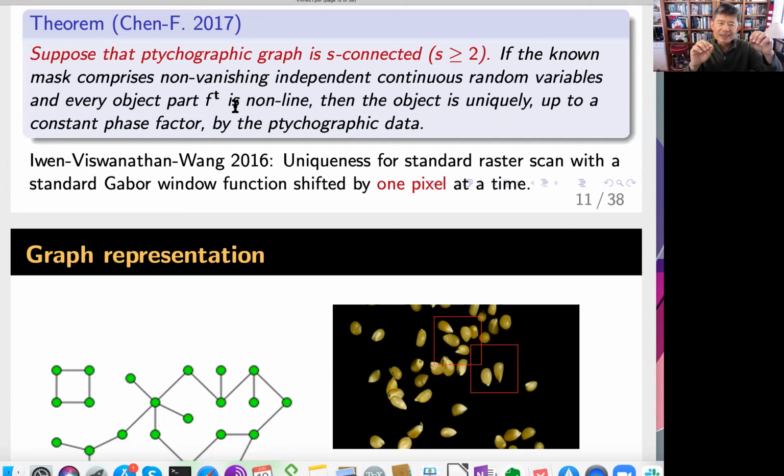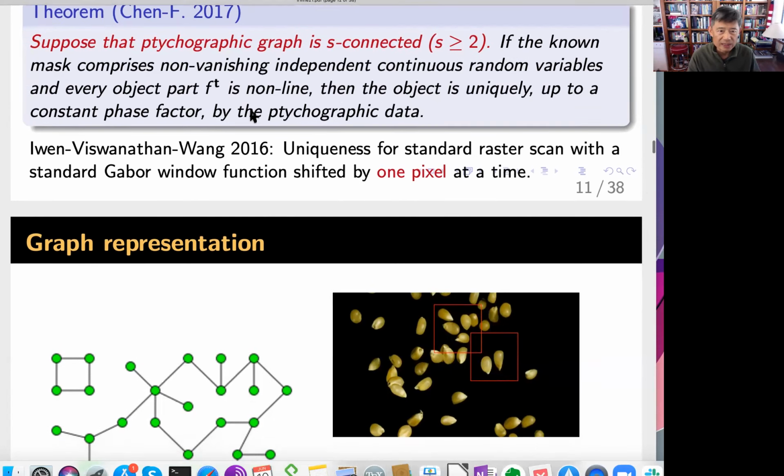It's an annoying condition, but it has to be there, or one has to put another condition as well. So here I just assume that the object is not linear. Non-linear means that it's not part of a line, in other words. It has to be basically kind of 2-dimensional, so to speak, at least structure-wise. Okay, and then the object can be uniquely determined up to a phase constant by the ptychographic data.